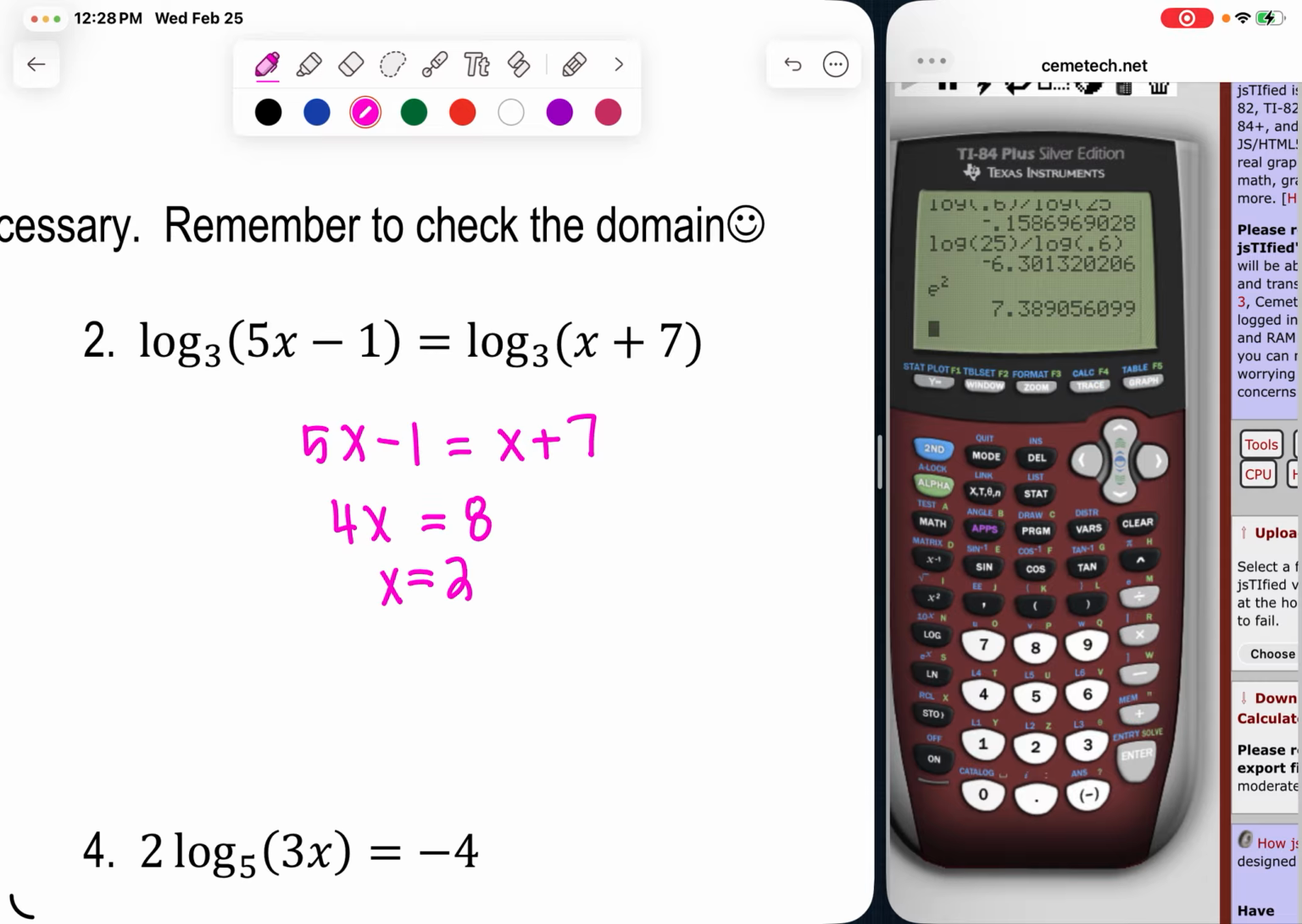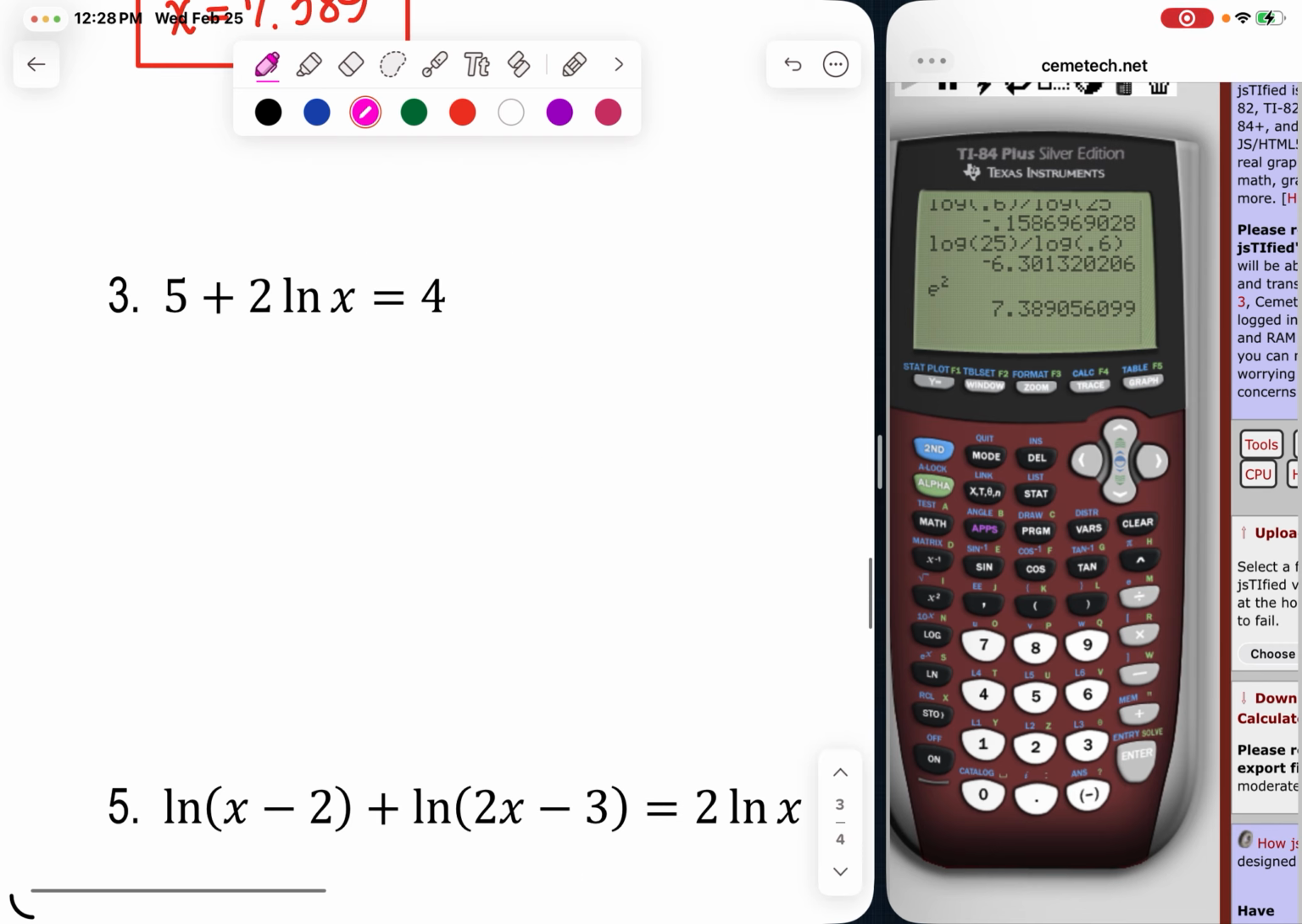Let's check before I box this to make sure that it doesn't give us a negative argument. If you plug in 2 here, you get 9. If you plug in 2 here, you get 9. So we are good to go. What I don't like seeing is when people go like this. That's an ew to me. It's like, they didn't jump off the paper.